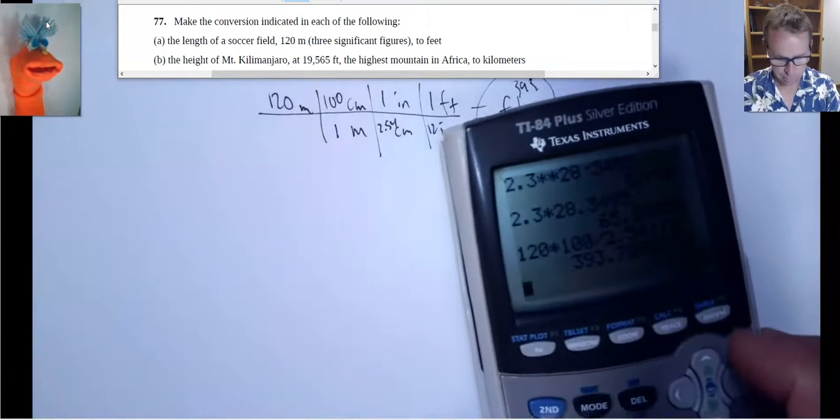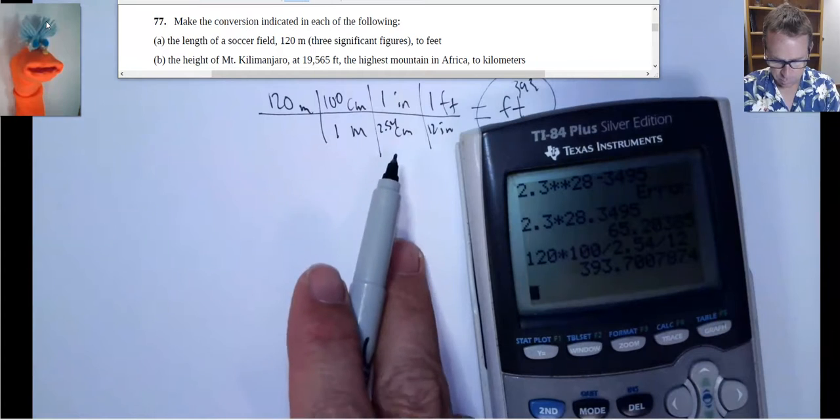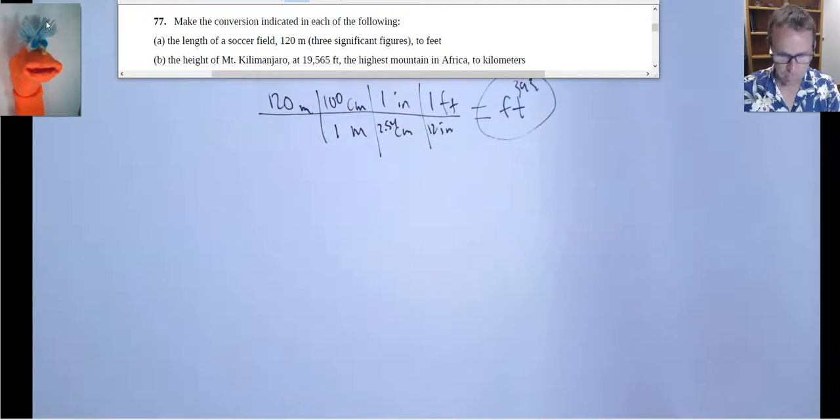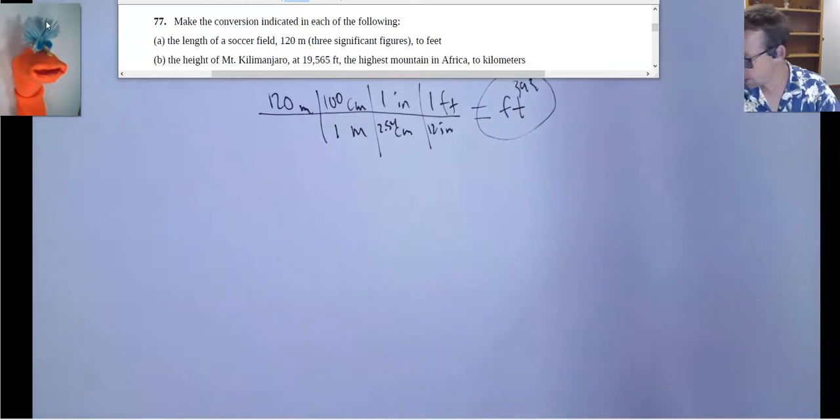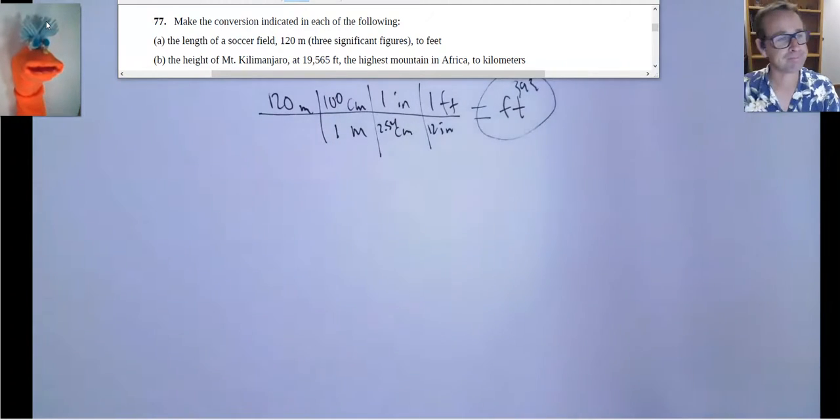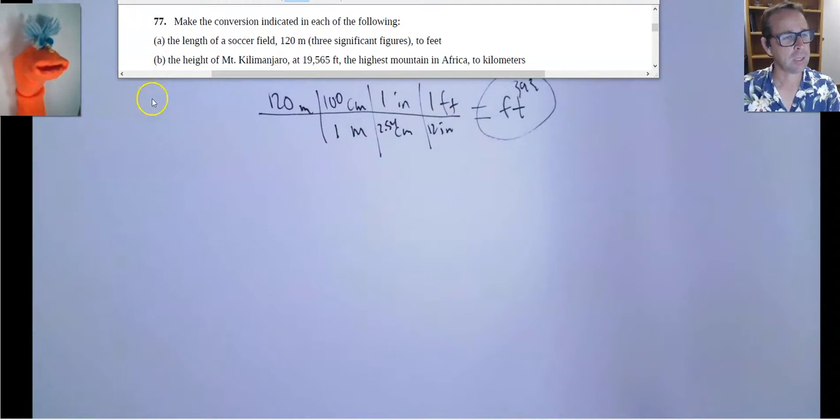Okay, good. Significant figures, just 2, so 390 feet. All right.